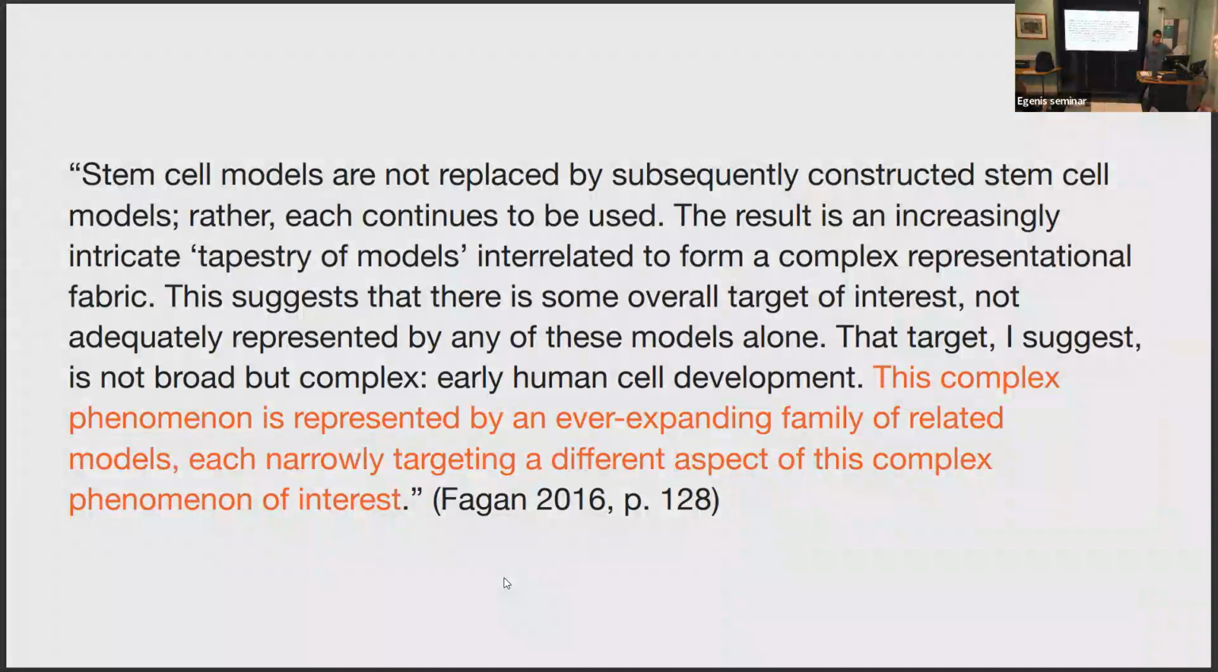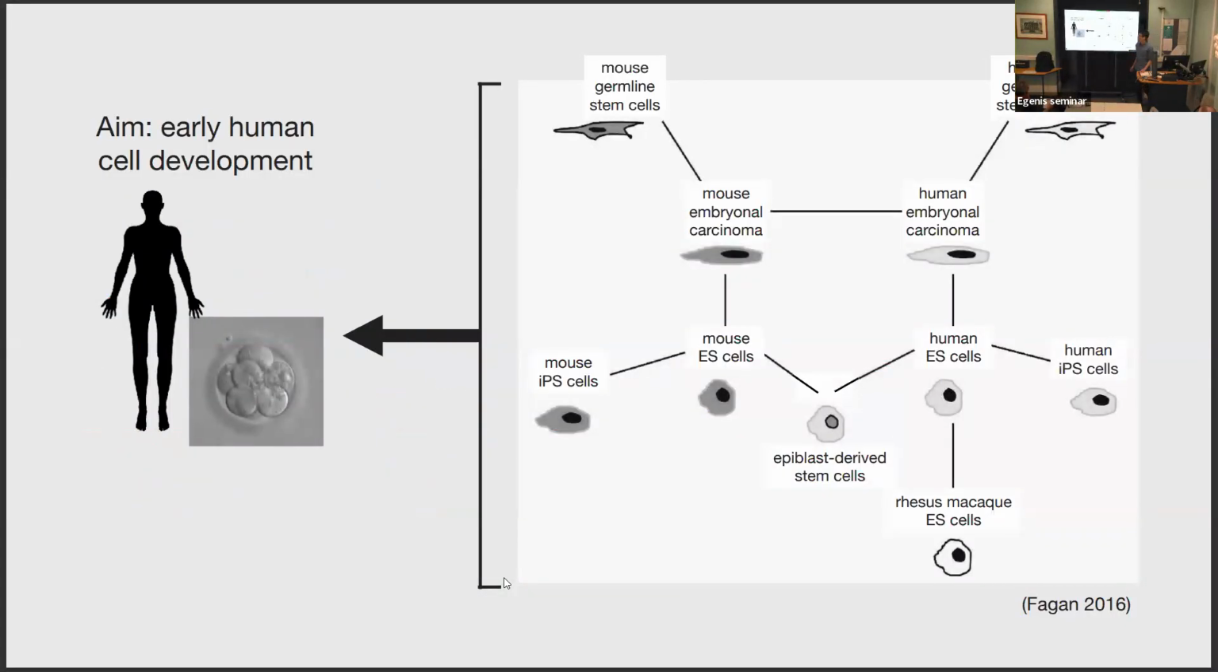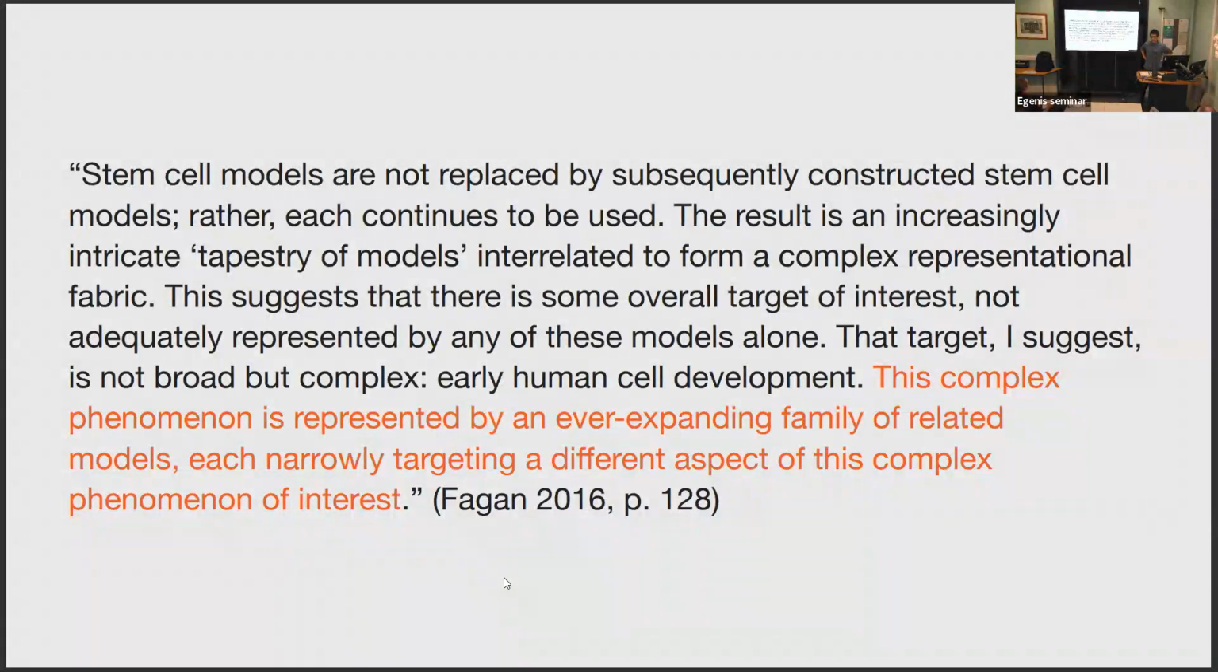This suggests that there is some overall target of interest not adequately represented by any of these models alone. That target, I suggest, is not broad but complex early human cell development. This complex phenomenon is represented by an ever-expanding family of related models, each narrowly targeting a different aspect of this complex phenomenon of interest. I think that quote explains clearly enough, but there are many such different stem cell models, and in this clinically oriented stem cell biology, those different stem cell lines work together to represent this specific target of interest, early human cell development. That's the picture Fagan is presenting here. And I find this picture convincing in the context of, again, biomedical, clinically oriented stem cell biology.